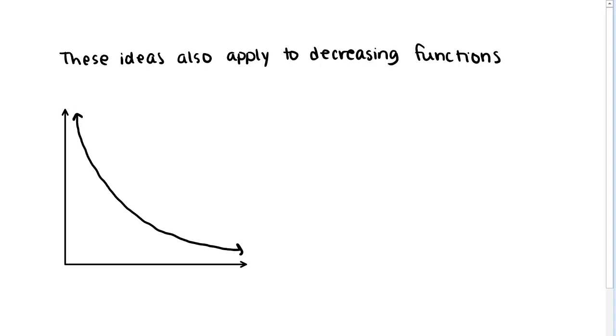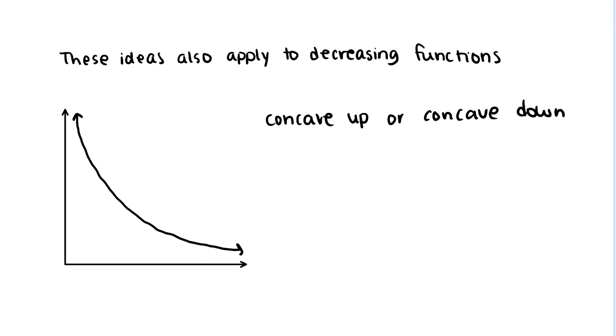Right, so this function's decreasing, it's going down from left to right, but the question is, is this concave up or concave down? I encourage you to pause the video and take a moment to think about this yourself. So if we look at the average rates of change between the points on this graph, well, here's maybe one example.